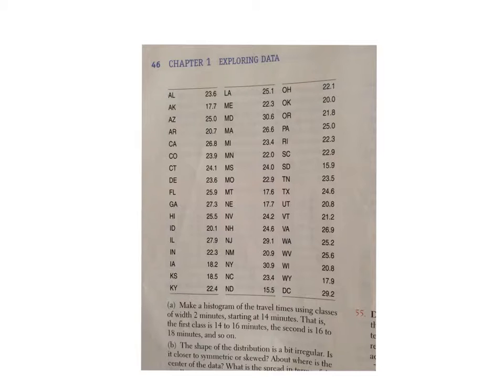They want the classes, that means the width, to be 2 minutes, so like 14 to 16. So how many people have a commute that's more than 14 minutes but less than 16 minutes, in between that range? Okay, so we are going to use the calculator to do this. We are going to use the list function, and we will be using it quite a bit. So let's get started.